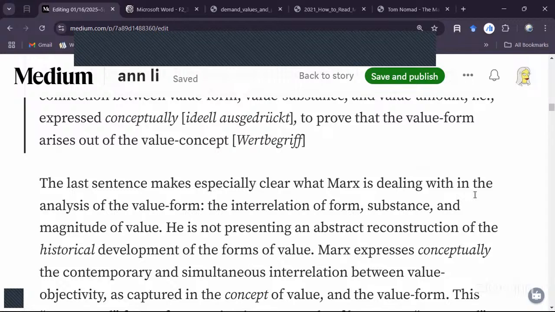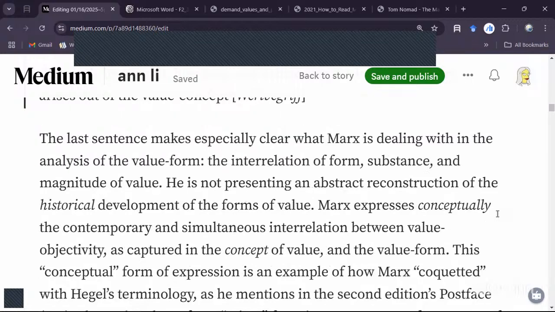But anyway, the last sentence makes especially clear what Marx is dealing with in the analysis of the value form. That is the interrelation of form, substance, and magnitude of value. He's not presenting an abstract reconstruction of the historical development of the forms of value. Marx expresses conceptually the contemporary and simultaneous interrelation between value objectivity as captured in the concept of value and the value form.